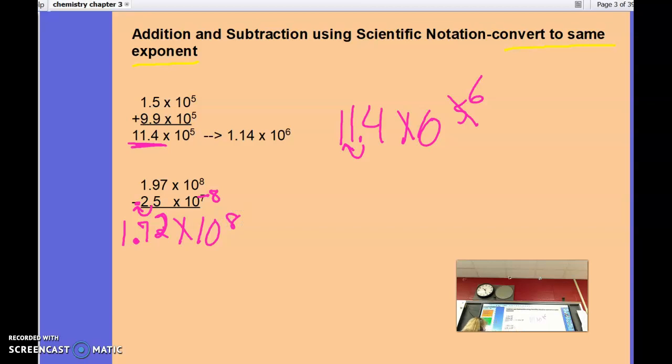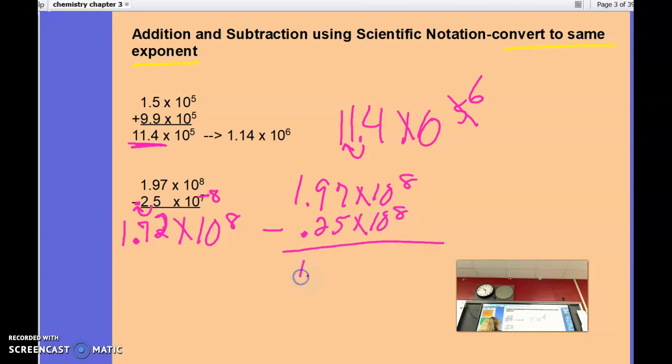So hopefully that makes sense. What I actually did was I took 1.97 times 10 to the 8th minus 0.25 times 10 to the 8th, and this is where I got 1.72 times 10 to the 8th, in case this looks messy and you can't follow. All right, so those are the rules with addition and subtraction. And just remember, after you complete your calculations, is this in correct scientific notation? Yes or no? And this one actually is, so I don't have to do what I did up here where I had to convert that.